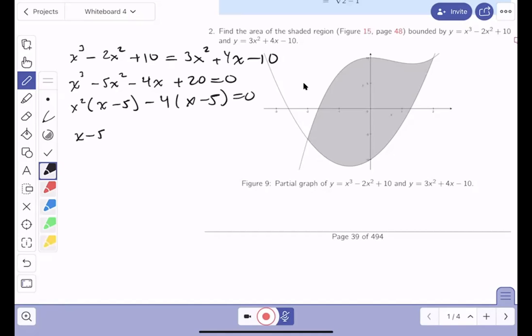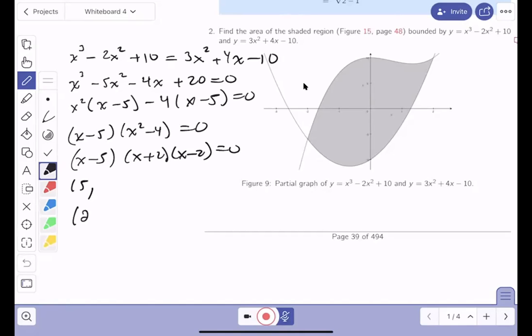X minus 5, common to those two terms, x squared minus 4 equals 0. X minus 5, x plus 2, x minus 2 equals 0. And I got 3 solutions now. One of them is where x is 5. The other one was x is going to be 2, and the other one was x is minus 2. All right, we'll go to the graph later.